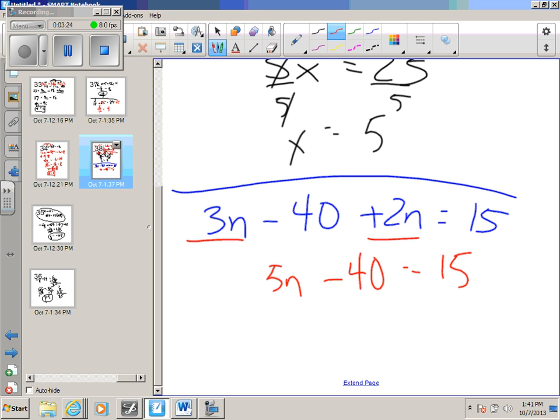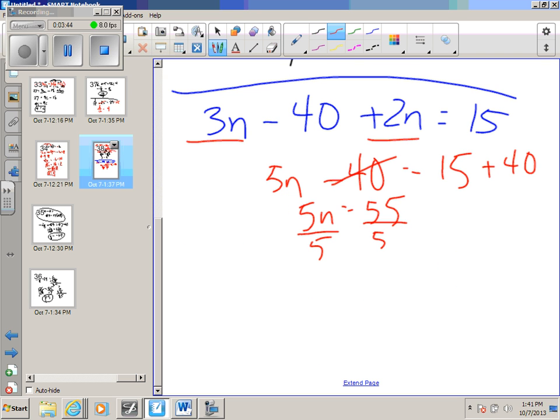More like a multi-step problem. Opposite of subtracting 40. 5n equals 55. Divide both sides by 5. N equals 11. Plug it in. What's 3 times 11? 33. 2 times 11, 22. 33 minus 40, negative 7. Negative 7 plus 22, 15. It works.